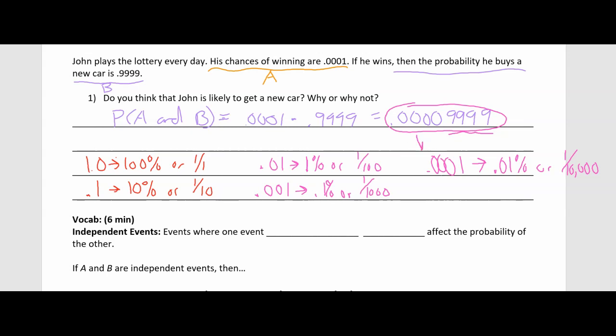This is very, very close to this number, so we'll just assume that it's the same for all intents and purposes. There's about a 1 out of 10,000 chance that John gets a new car. Even though he's almost guaranteed to get it if he wins the lottery, winning the lottery is very, very, very, very small as far as probability goes.